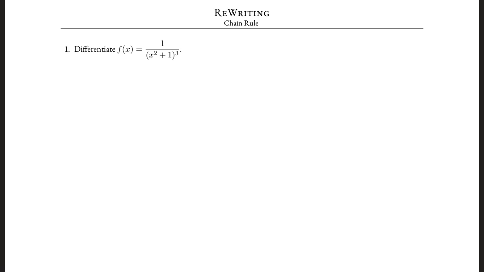Differentiate f of x equals 1 over the quantity x squared plus 1, cubed. This is a rational function, or a quotient, whose top is 1 and whose bottom is x squared plus 1, the quantity cubed.